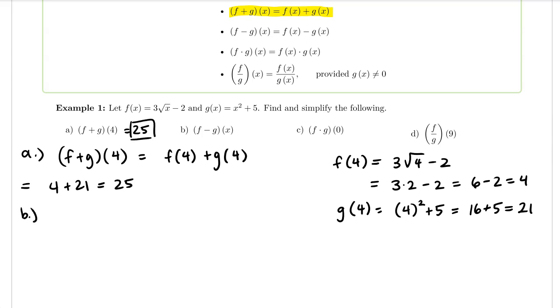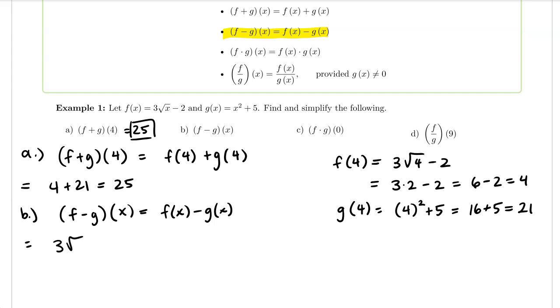For part B, we want to evaluate and simplify f minus g of x, which, if we look at the formula here, we can rewrite this as f of x minus g of x. So I'm going to go ahead and fill in f of x, which is 3 times the square root of x minus 2. And we're subtracting off g of x. Now here we want to be very cautious to make sure we put either brackets or parentheses, because we're subtracting off the entire quantity of that function. And that's important because we're going to need to distribute this negative sign.